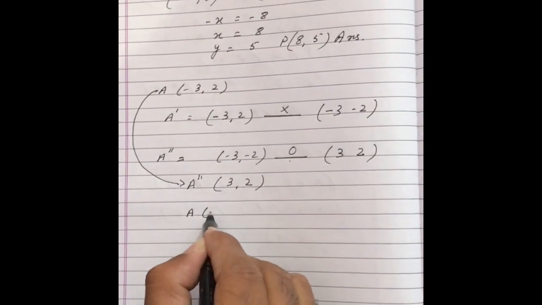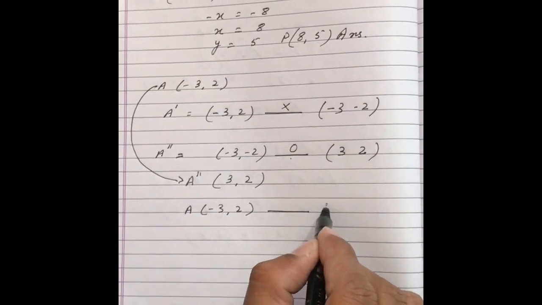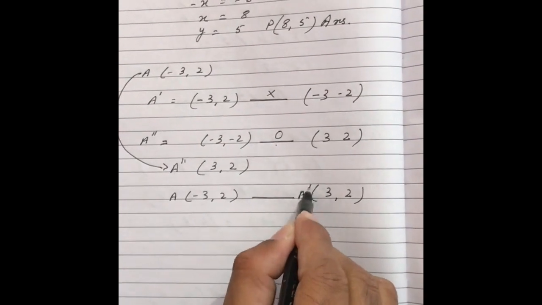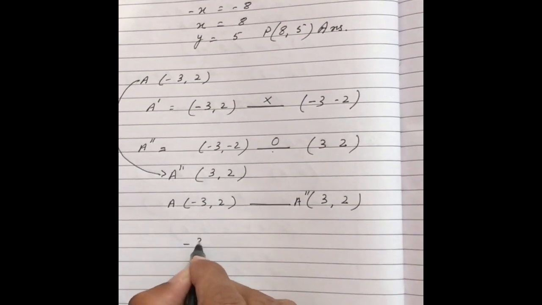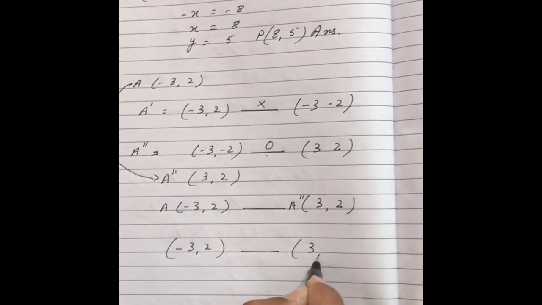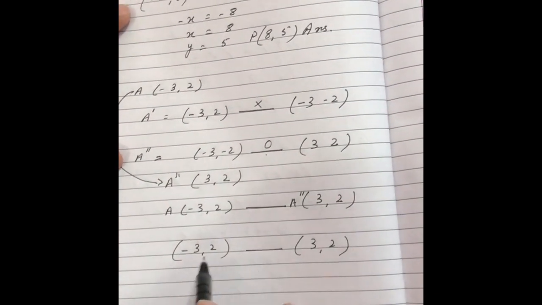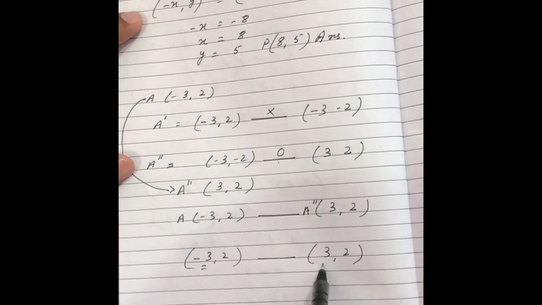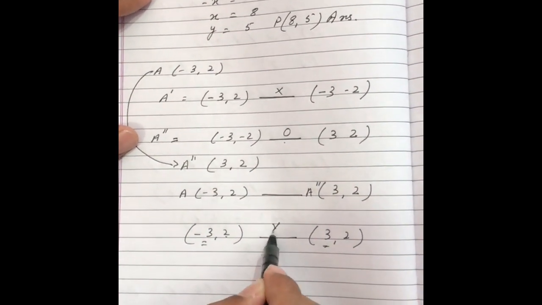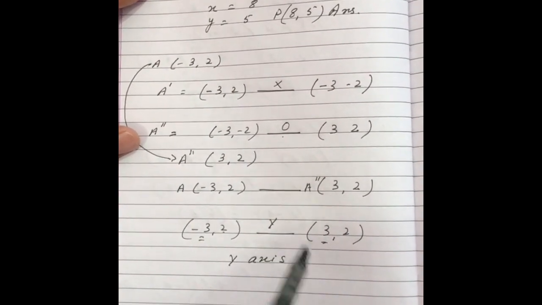A is minus 3, 2. It becomes 3, 2 in A dash. So minus 3, 2 turns to 3, 2. What type of transformation will it be? Now you see from here, the sign of the first is changed, the second is as it is. So when the sign of the first is changed, it is a transformation in the y-axis. So my answer will be y-axis.